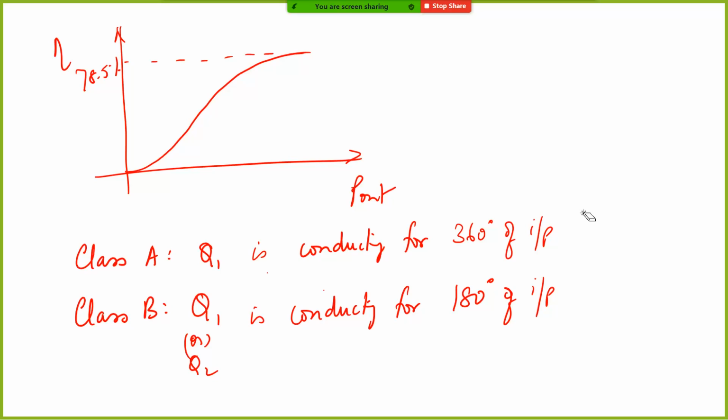Now when you talk about class AB, we say that class AB conducts for more than 180 degrees. Okay, but it is definitely less than 360 degrees. It is somewhere between class A and class B, but very close to class B.